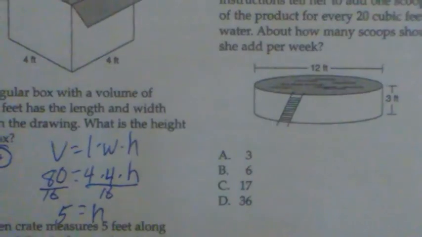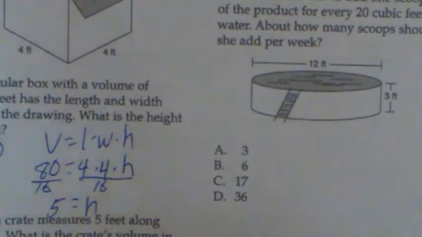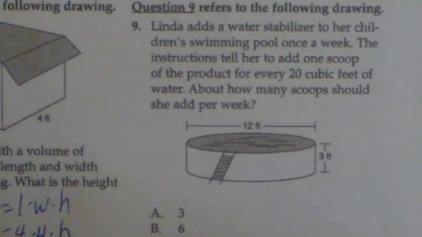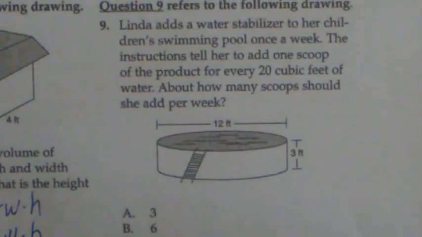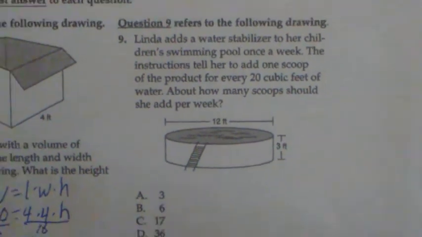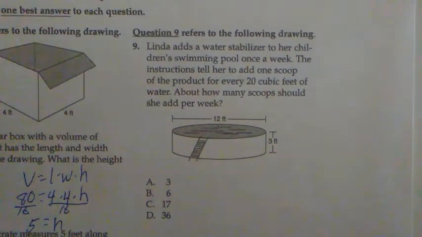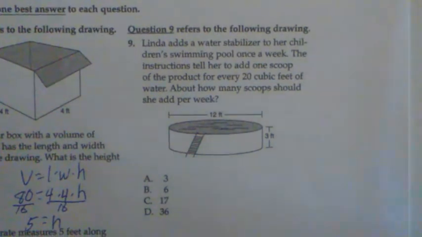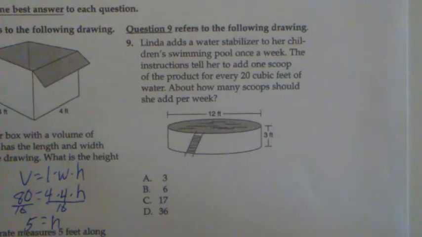Last one, swimming pool problem. This one is much more likely the kind you'll see on the test because it's a real life problem. It's not just asking you for the volume of a shape. Okay. Linda adds a water stabilizer to her children's swimming pool once a week. The instructions tell her to put 1 scoop of the product for every 20 cubic feet of water. About how many scoops should she add per week?